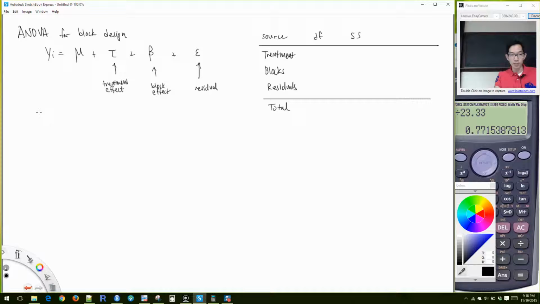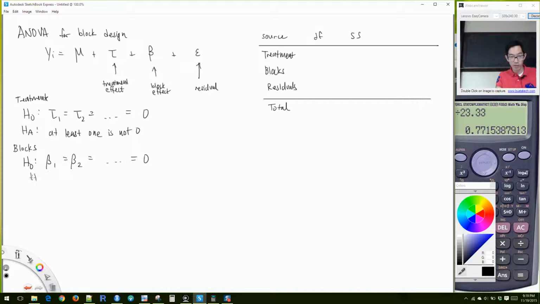Okay, so I guess you would have the null hypothesis for treatments be that tau 1, tau 2, and so on are all equal to 0, and then there is also a null hypothesis for blocks, block 1, block 2, all of these equal to 0, and the alternative is that at least 1 is not 0. Okay, so that is the block design.